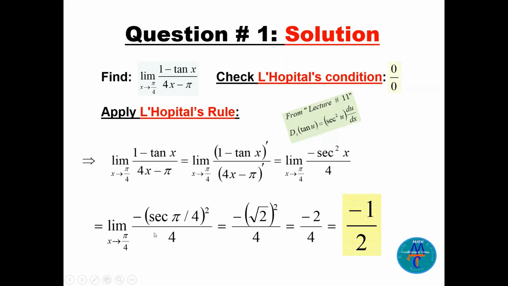Now we can replace x by pi over 4, secant pi over 4. This is 1 over cosine pi over 4, which is square root of 2. You square it, so you get 2. And there is a minus, and there is a 4 there. So the answer will be minus half.